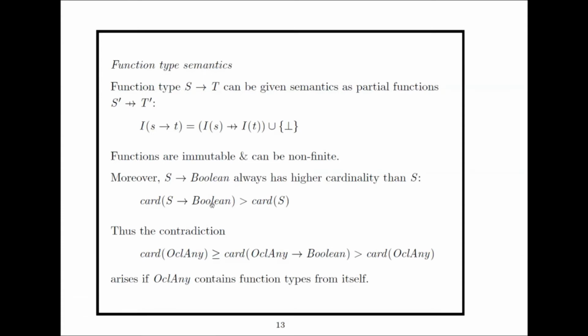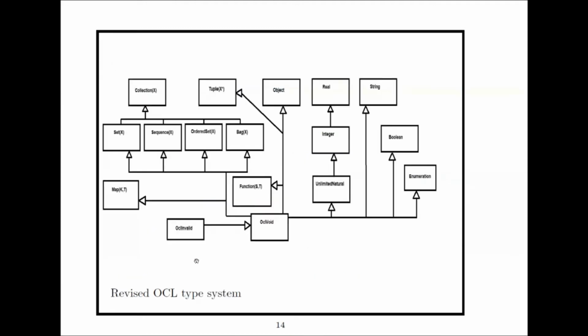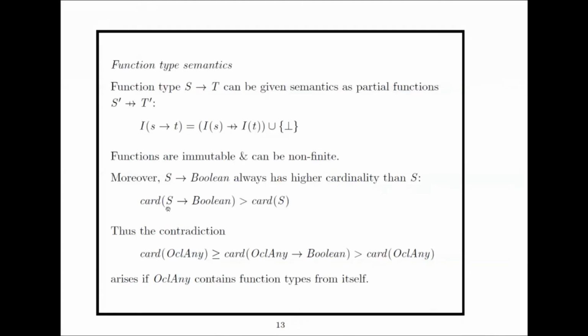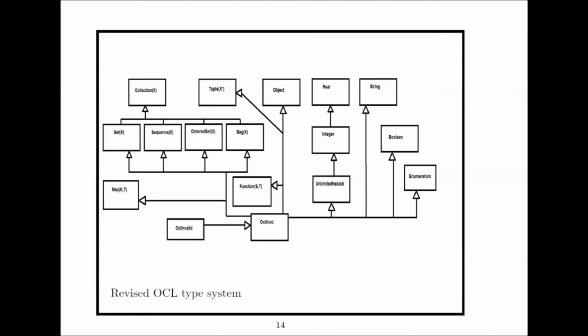And as is familiar, the cardinality of the function space from S to Boolean is greater than the cardinality of S. So if we allowed OCL to be an argument in the domain of a function type, then we would end up with a contradiction. So we have to restrict the construction in some way. What we chose to do in Agile UML is to remove OCL.